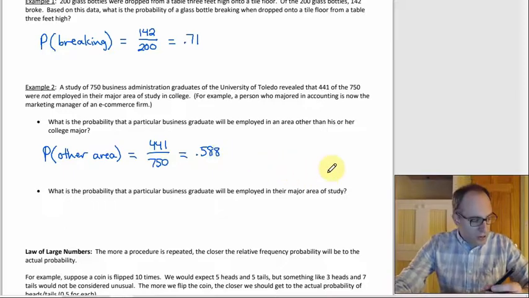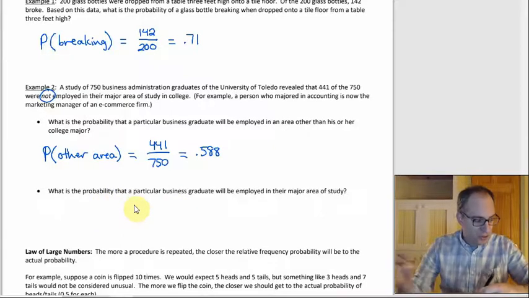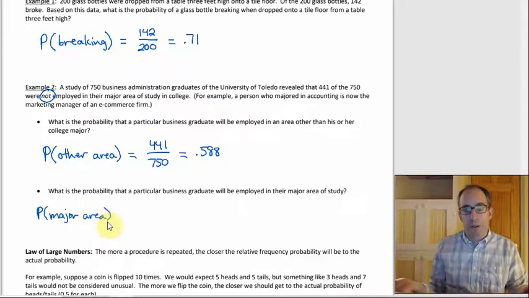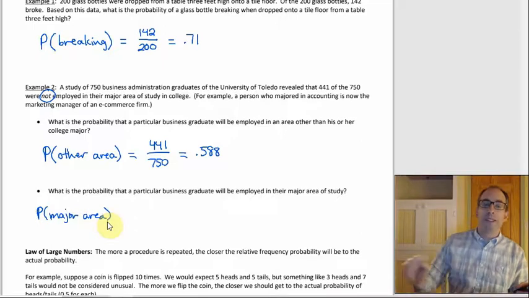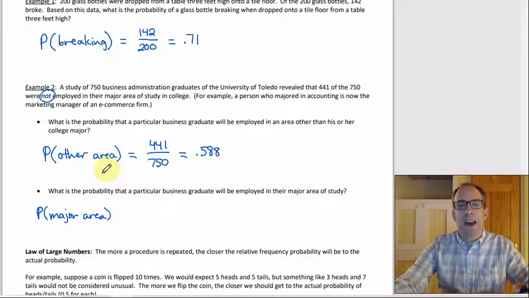All right, so then this one is not, right? Not employed in their major area of study. But what's the probability that they will be employed in their major area of study? So I guess we can say the probability of being employed in their major area. Well, it's one or the other, right? Either they're employed in their major area of study or they're not, right? There are only 2 options, which means that the probability that they're employed in another area is the complement of the probability they're employed in their major area.